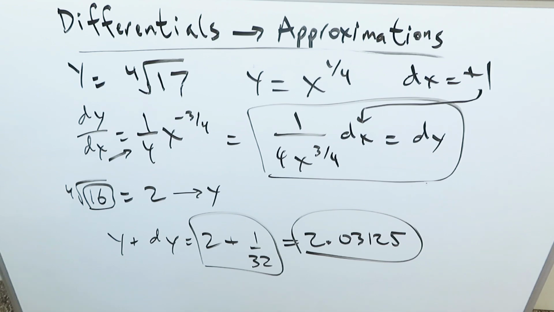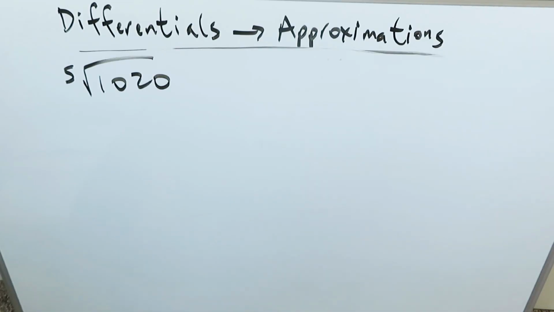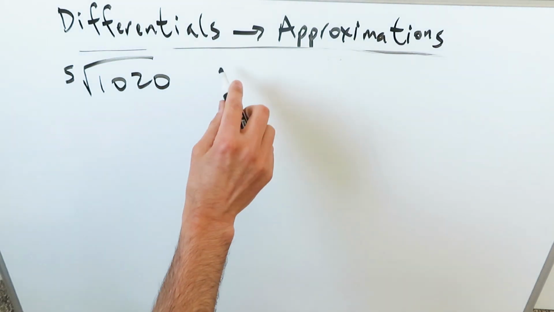Let's look at one more question and we are done. We close out with this one, the 5th root of 1020. We can use differentials to approximate this, and here is how we do it. We're looking at a certain function which is a 5th root.